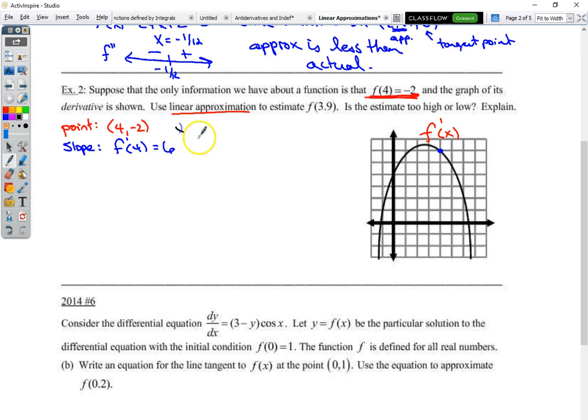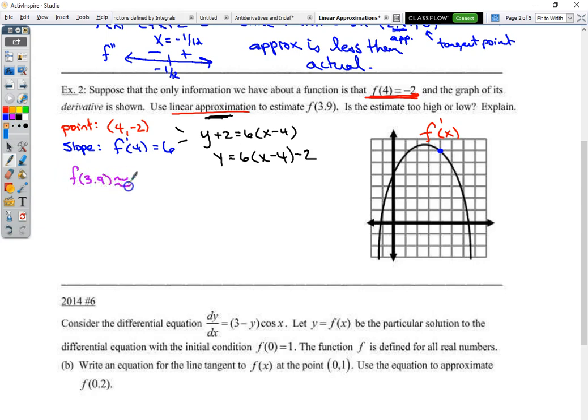And we create from those two pieces of information, y plus 2 is 6 times x minus 4. And because I want to use it as an approximation, I rewrite the equation as just y equals. Now, this would give you 1 point for writing the equation of the tangent line. And then the final step is to come up with an approximation for f of 3.9.